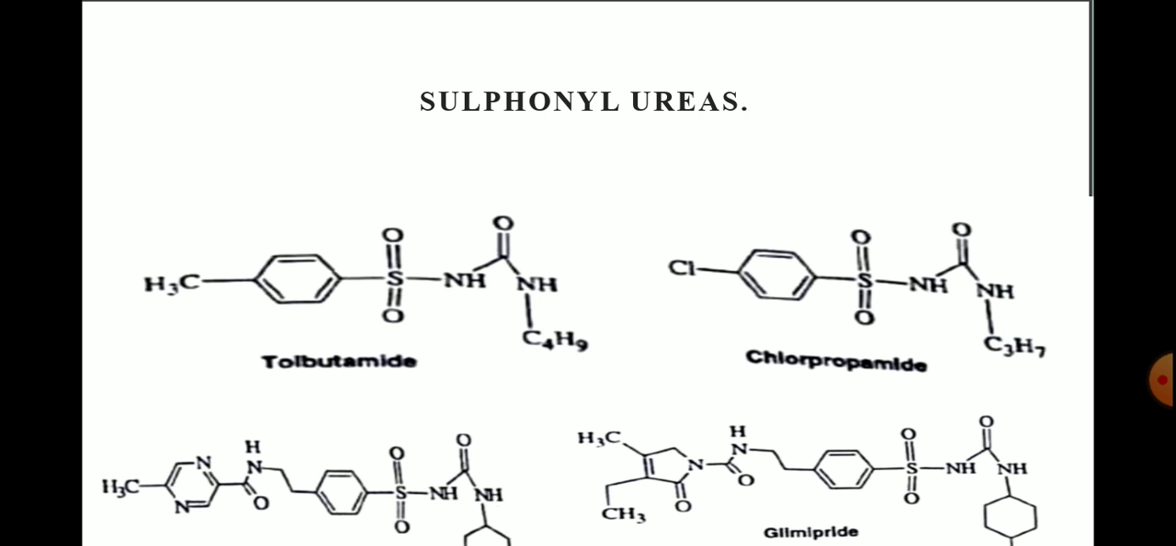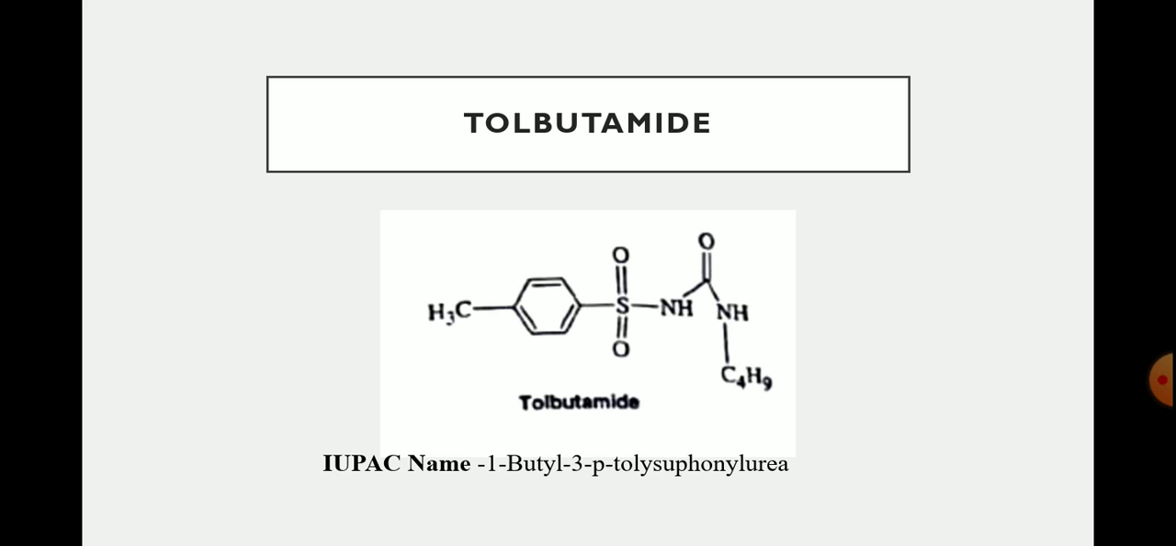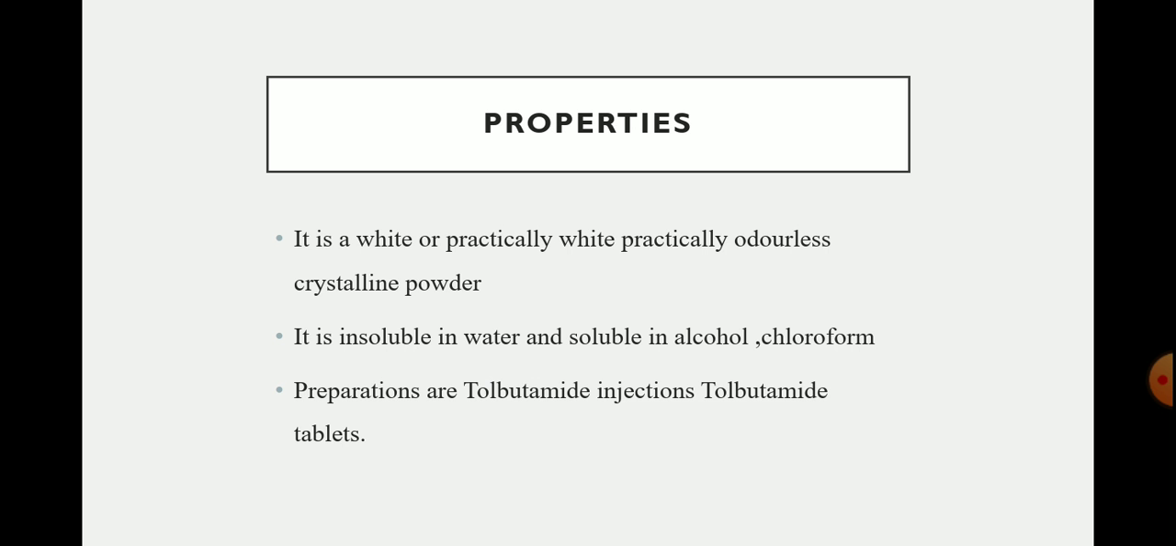These are some examples of sulfonyl ureas. The first drug of the sulfonyl urea category is tolbutamide. This is the structure of tolbutamide and this is its IUPAC name. So what are the properties of tolbutamide? It is a white or practically white, odorless crystalline powder. It is insoluble in water and soluble in alcohol and chloroform.